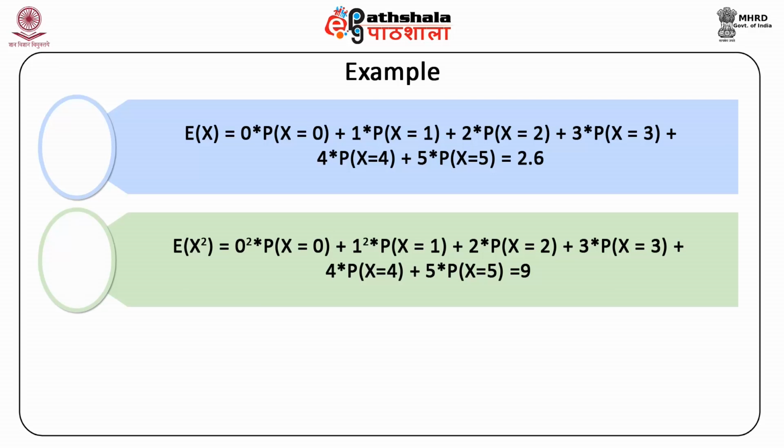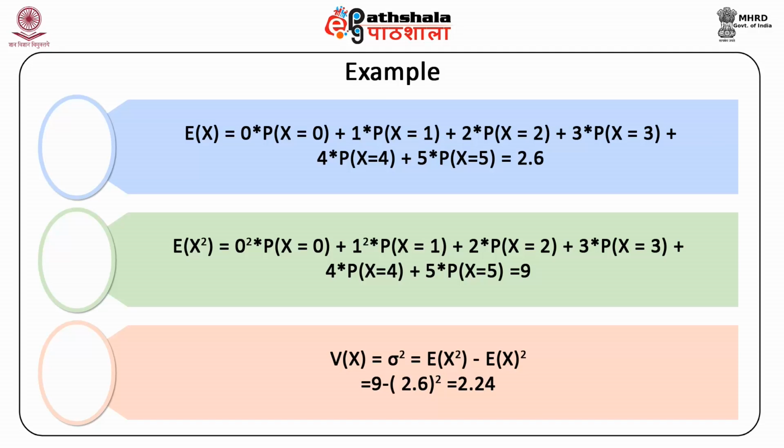E of x square is equal to 0 square into p of x equal to 0 plus 1 square into p of x equal to 1 and so on up till plus 5 square into p of x equal to 5, which is equal to 9. Variance of x is equal to sigma square. This is equal to E of x square minus (E of x) whole square, which is equal to 9 minus 2.6 whole square. This is equal to 2.24. That is a measure of variability of x.